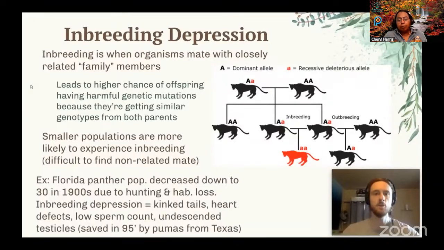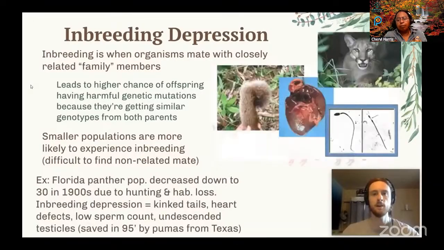So in the 1900s, habitat loss and hunting from humans reduced their population size down to just 30 panthers. And so what that resulted in is a lot of inbreeding, and it led to inbreeding depression, which means that the offspring suffered from some really harmful mutations, such as kinked tails, heart defects, decreased sperm counts, and undescended testicles in male panthers. So this makes it a lot harder for them to reproduce, and the offspring they do have have a lower likelihood of surviving and reproducing themselves. So this was really bad. It almost caused this species to go regionally extinct.